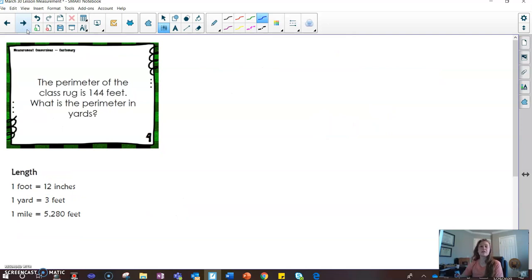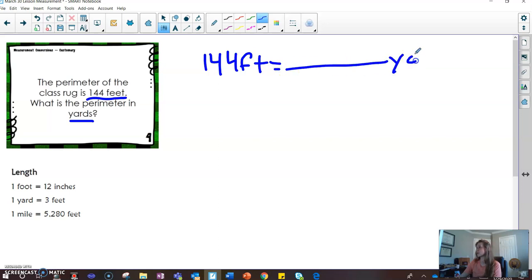The perimeter of the class rug is 144 feet. What is the perimeter in yards? Again, a single step problem. We're taking 144 feet and we're turning it into yards. So we're going to write our conversion equation. 144 feet equals how many yards?